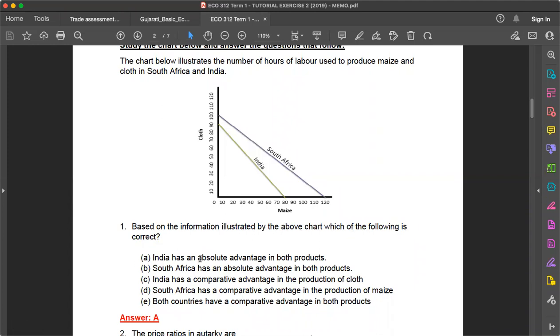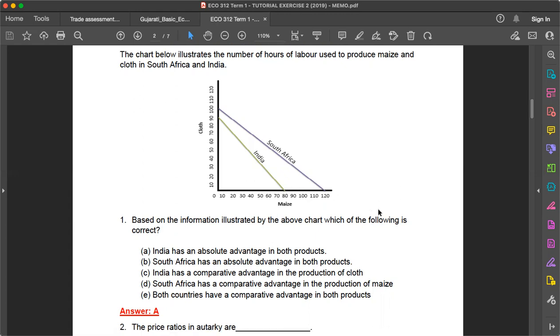The answer is A. India has an absolute advantage in both products. So please do note how one finds absolute and comparative advantages. Knowing those particular concepts should inform you of why the answer is A, why India has an absolute advantage. As you can see, it takes a lot less time for India to produce cloth and maize. So the quicker it is, or the more efficient it is to produce a good, the better. If you can produce more goods in a shorter space of time, it works in your favor, which is why they have absolute advantage. So please understand it like that.